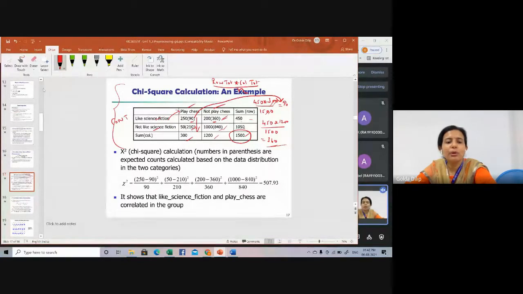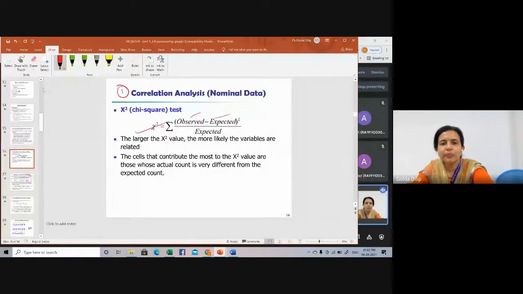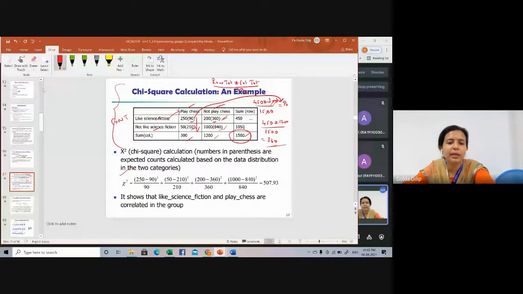Okay, so now you compute the chi-square. The chi-square equation is given: observed minus expected, the whole square, divided by expected. So you compute the chi-square as 507.93. Basically, this chi-square statistic tests the hypothesis that the two given attributes A and B, or here, playing chess and preferred reading, are independent.